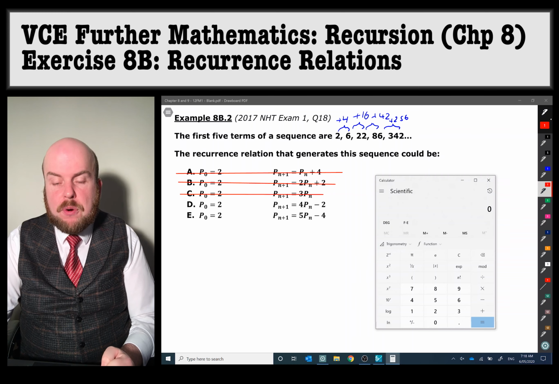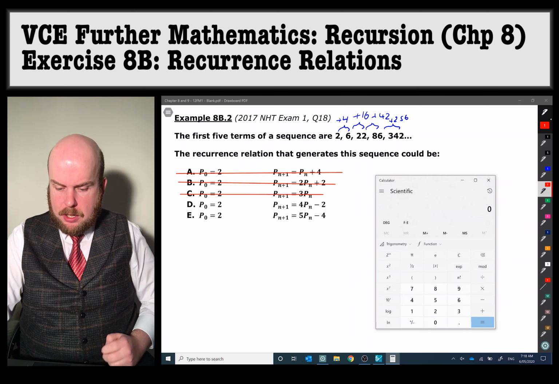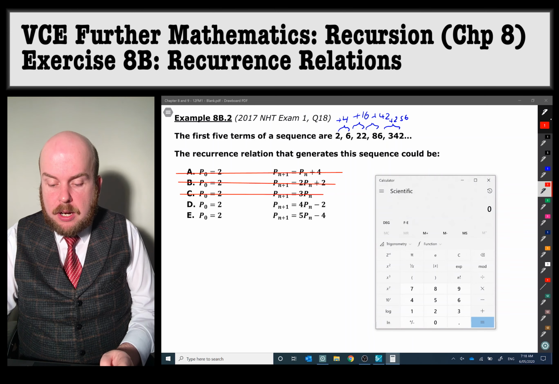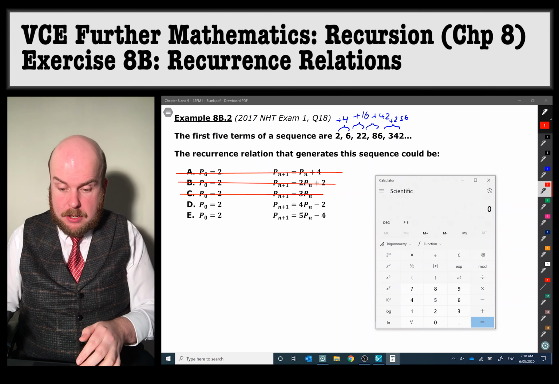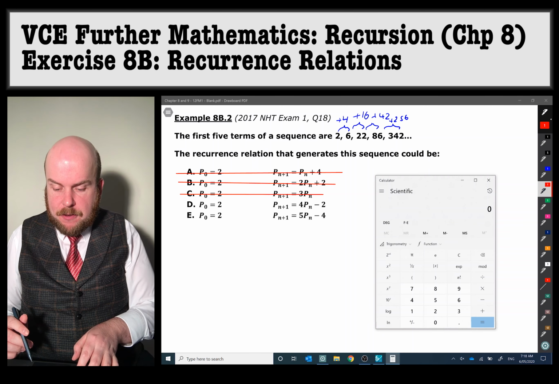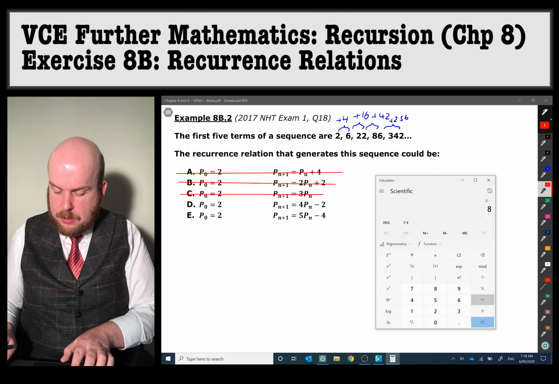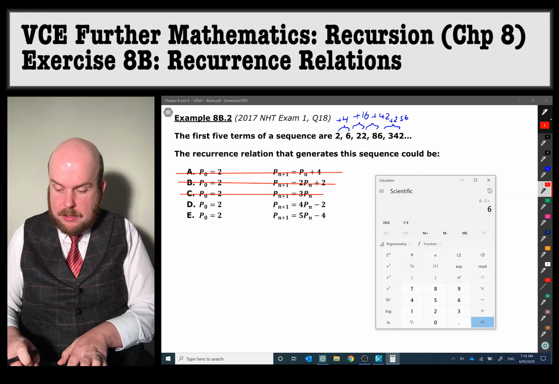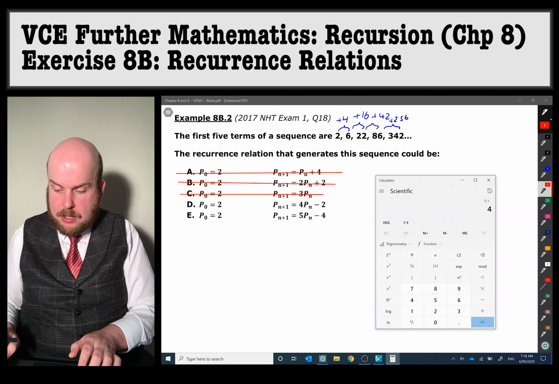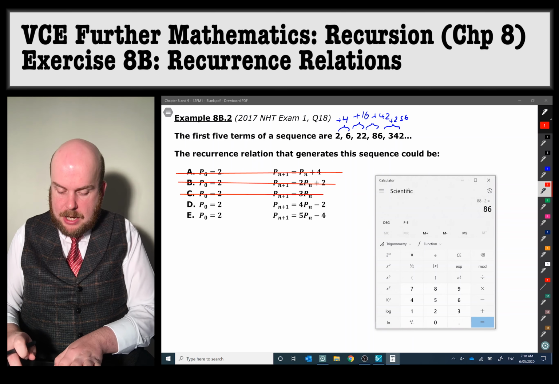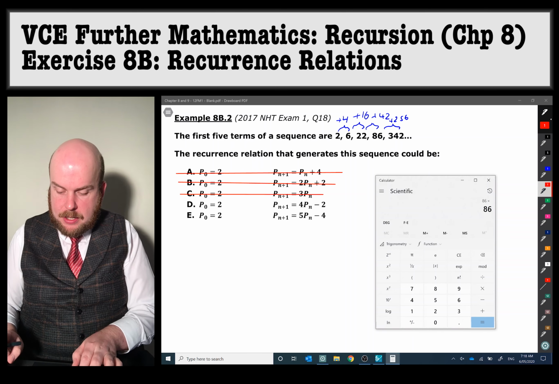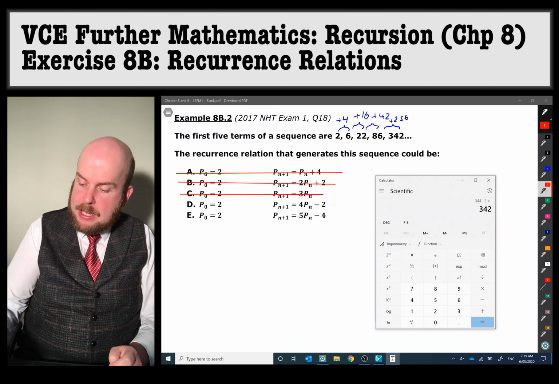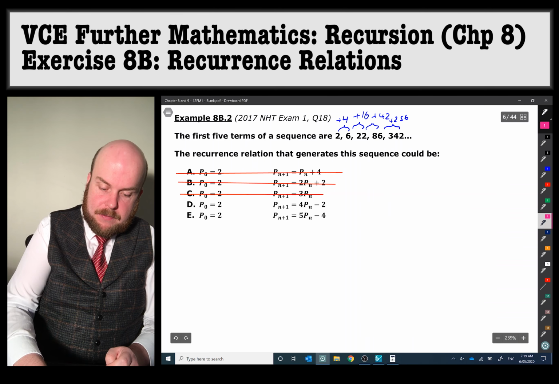So, D is suggesting 4 times the term, take away 2. All right, maybe. Well, let's go and see. So, I'm going to do 4 times each term and then take away 2. So, starting with the first term, which is 2. 4 times 2, take away 2 is 6. So that works so far. 6 times 4, take away 2 is 22. Well, that seems to work. 22 times 4, take away 2. That gets me 86. 86 times 4, take away 2, gets me 342. It is definitely, in that case, D.